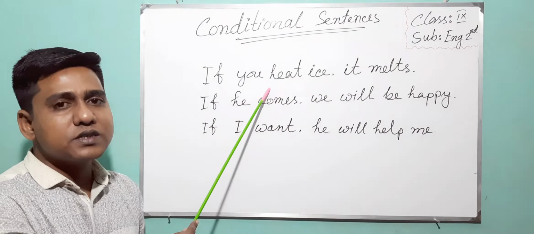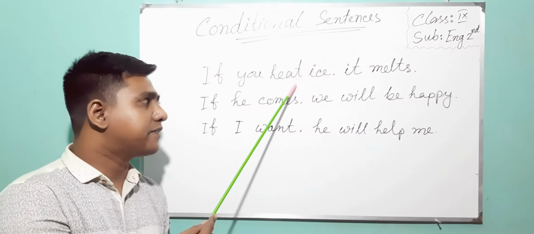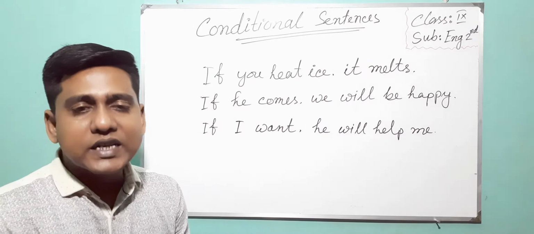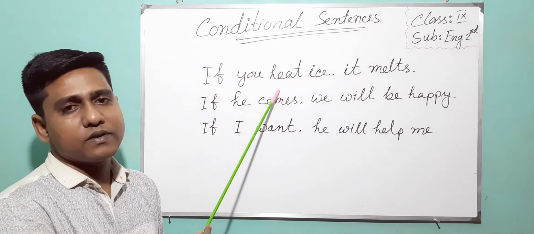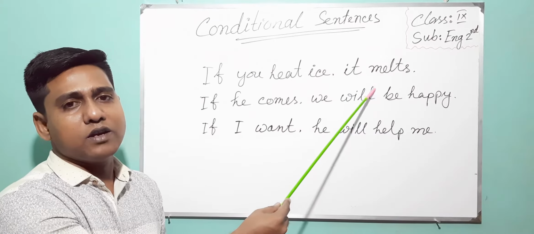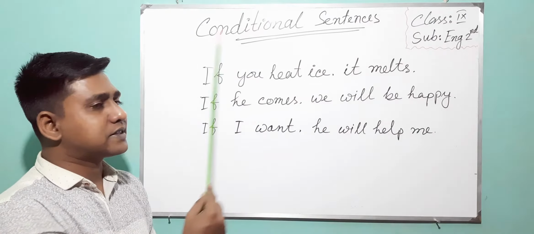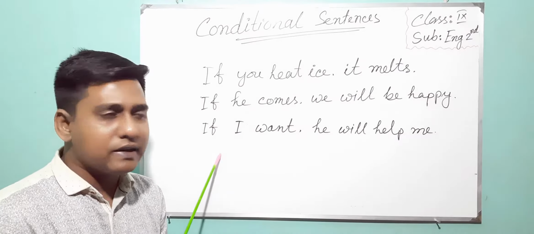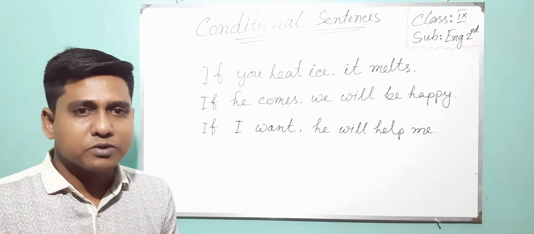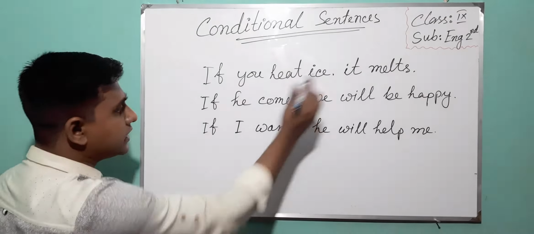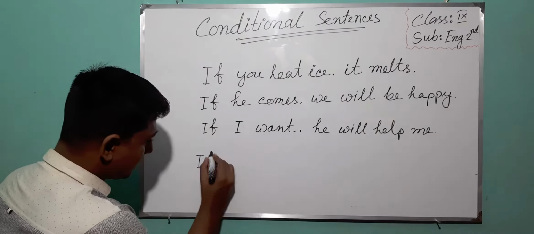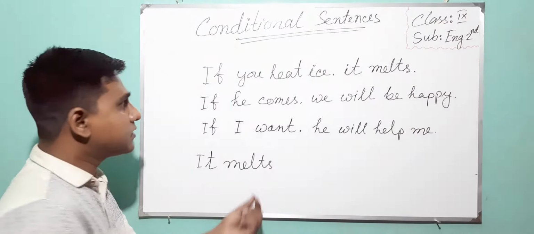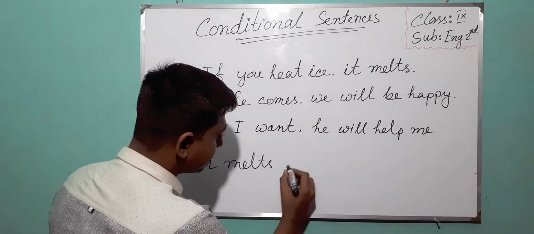We say if clause and main clause. So, if part, result part. We can write the if part at the beginning and the result part at the ending. Also we can write the result part at the beginning of the sentence, then the if part. Look at what I am writing. It melts. So it's the result part. If you heat ice.